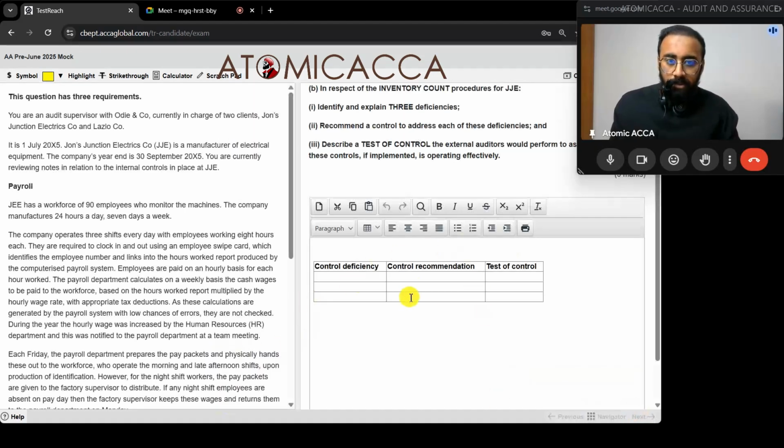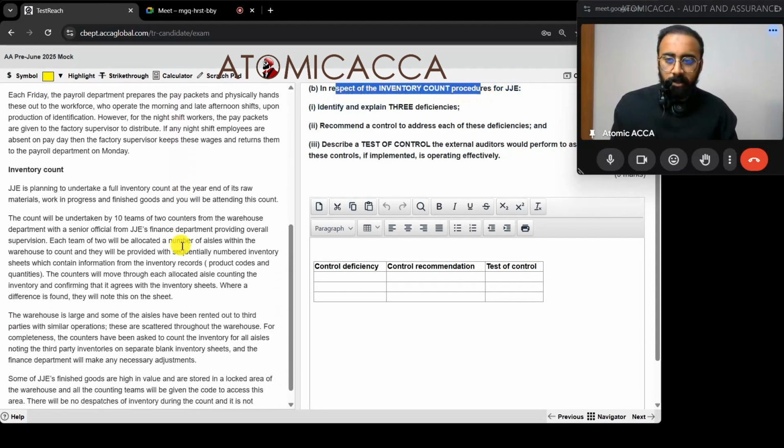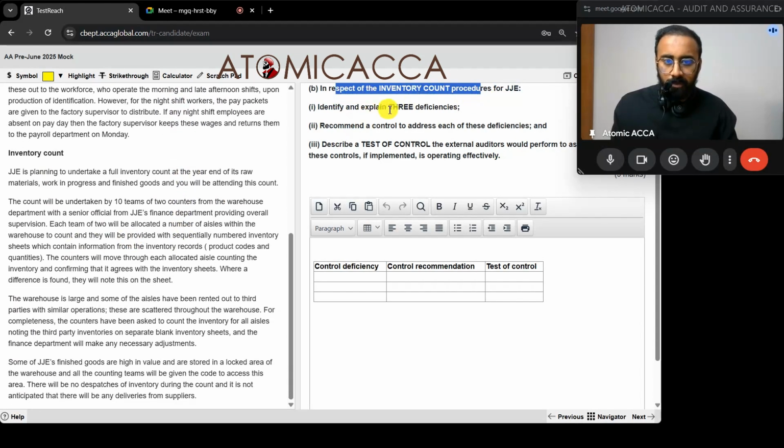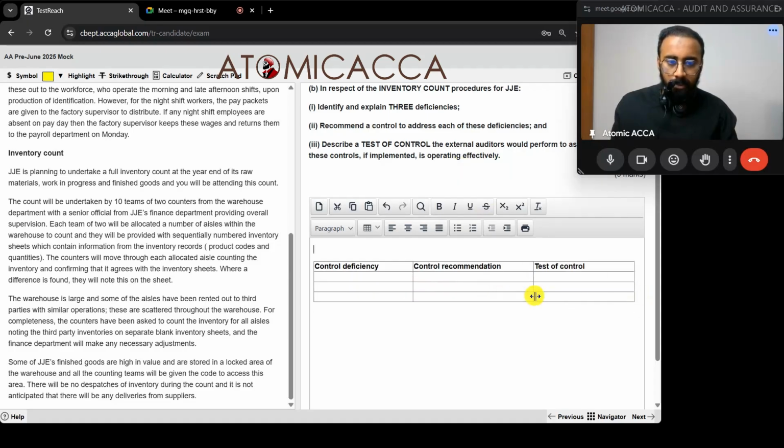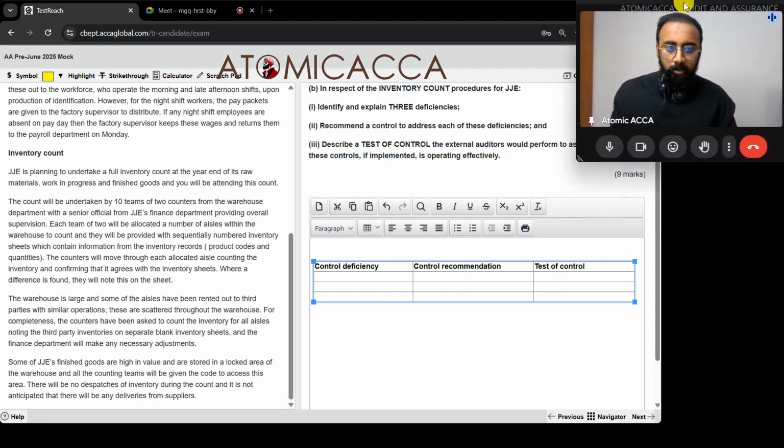Now let's move to the three situations over here in respect of inventory count. That is the next paragraph. Inventory count is over here. We have to find a deficiency, provide a control recommendation, and describe a test of control also. So this is a 3 box question. Let's just expand this thing. So 3 questions means 1 mark, 2 mark, 3 mark over here. 3 into 3, this is going to be for 9 marks.